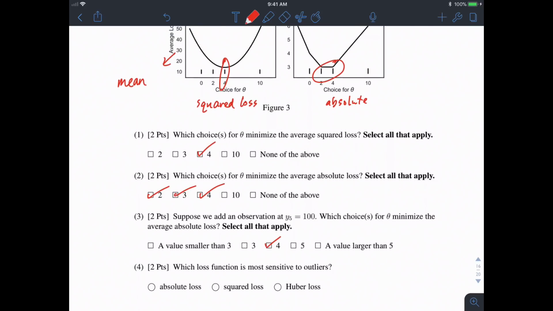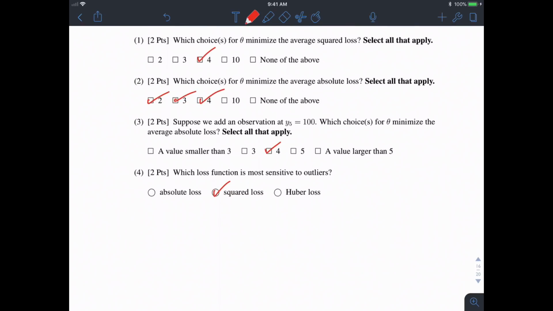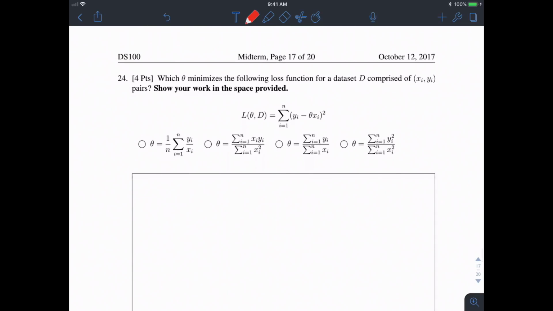And in part 4, we're given this general question, which loss function is most sensitive to outliers? The answer to that is squared loss. And this is something we've seen in lecture many times. The reason for that is because in squared loss, all of the residuals are squared, as opposed to absolute loss, where it's just the absolute value of them, and the Huber loss, where it's some combination in between them.